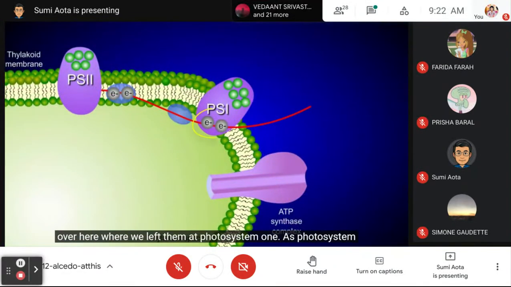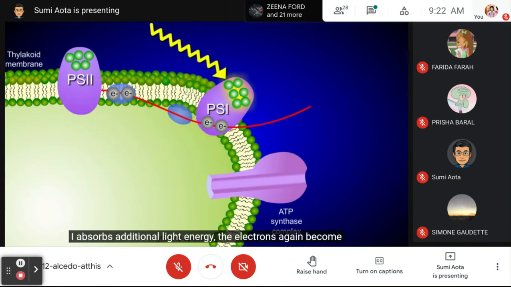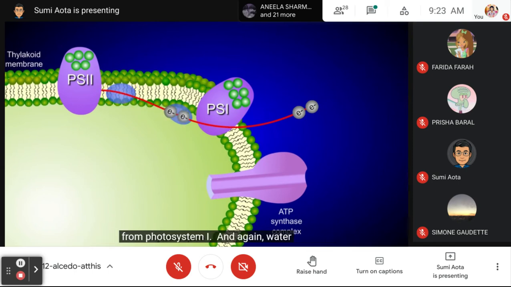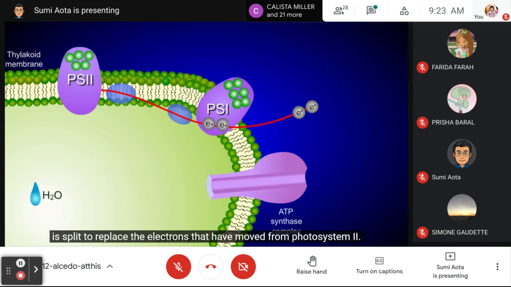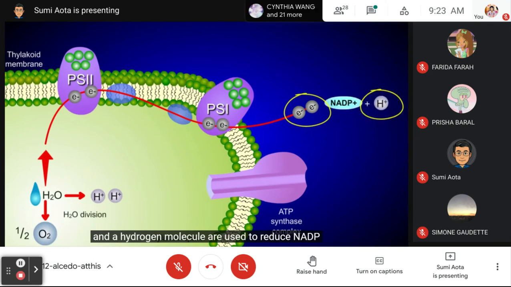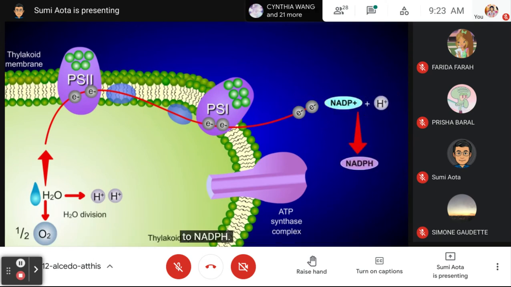Notice these electrons over here where we left them at photosystem 1. As photosystem 1 absorbs additional light energy, the electrons again become energized, escaping photosystem 1 and moving down the second electron transport chain. Electrons from the electron transport chain adjacent to photosystem 2 replace those in photosystem 1. And again, water is split to replace the electrons that have moved from photosystem 2. At the end of this electron transport chain, the energized electrons in a hydrogen molecule are used to reduce NADP to NADPH.